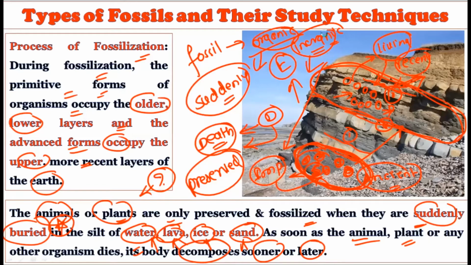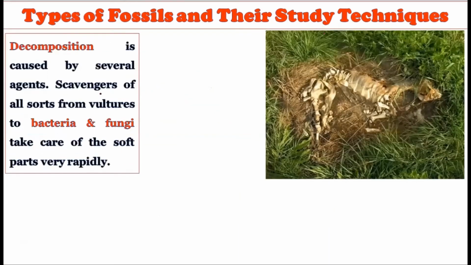All right, now understand this. Decomposition is caused by several agents, as you already know. We have studied this decomposition throughout various video lectures. Several organisms are responsible for this particular process of decomposition. Scavengers of all sorts, from the vultures to the bacteria to the fungi, take care of the soft spots of the dead remains of the plants or animal life.